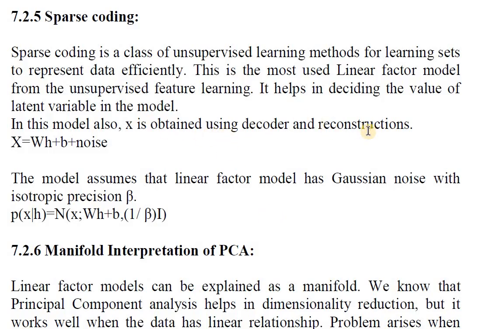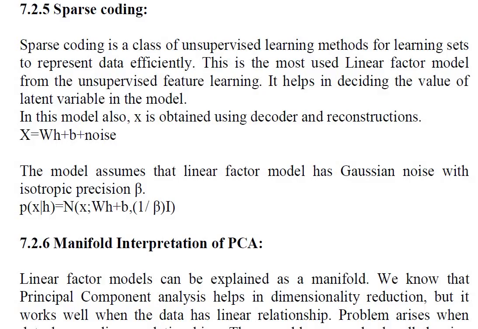In this model, X is obtained using the decoder and reconstruction, which is given over here. We all know W is a weight matrix, H is your latent variables, B is bias, and N is noise. We are considering Gaussian noise with isotropic precision beta, and the probability of h given x is given like this. So isotropic noise is basically noise whose intensity is equal in all directions, and it has uniform statistical properties for every orientation. So that is called isotropic. Isotropic basically means the same in all directions.